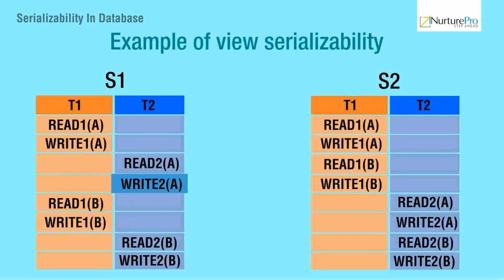So the final write operation for data item A in schedule S1 is performed by T2. This condition is also same as the final write operation for data item A in schedule S2 is performed by T2. Similarly, the final write operation for data item B in schedule S1 is performed by T2. Even this condition is also the same as the final write operation for data item B in schedule S2 performed by T2. Hence, we can say that schedule S1 and S2 are view equivalent. Therefore, S1 is view serializable with S2.